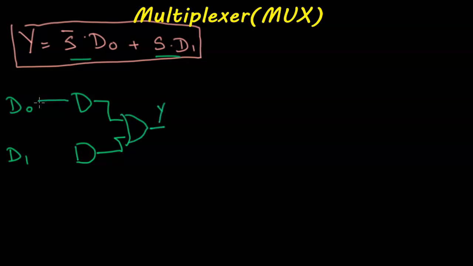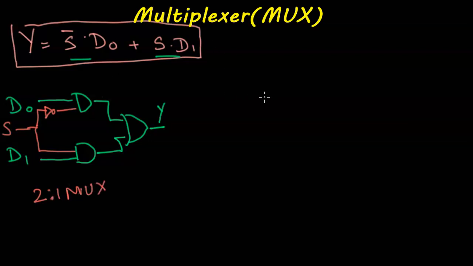So we have D0 and D1. Now let's see the S. So we have S over here. Let's draw my S. The S goes simply as it is in this AND gate with D1, but it gets NOTed when it goes with D0. So we have a NOT gate over here and it enters. So this is my schematic diagram of a 2:1 MUX. Now let's see the block diagram.